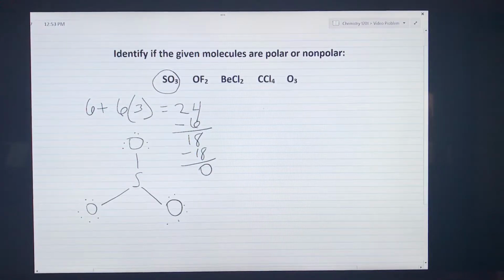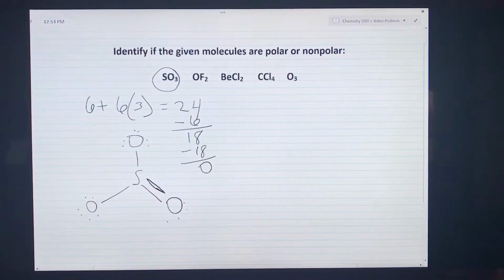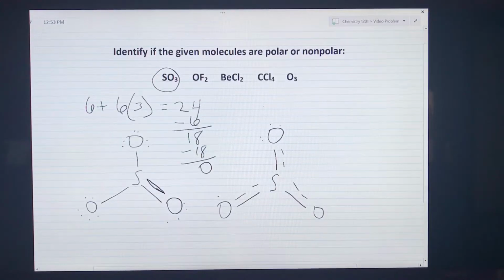Due to this, S does not have an octet. So you would have to take away 2 electrons and draw a bond right here to satisfy the octet. And you can do this to every oxygen, so the resonance structures will look like this. That would be the resonance structures for each one.